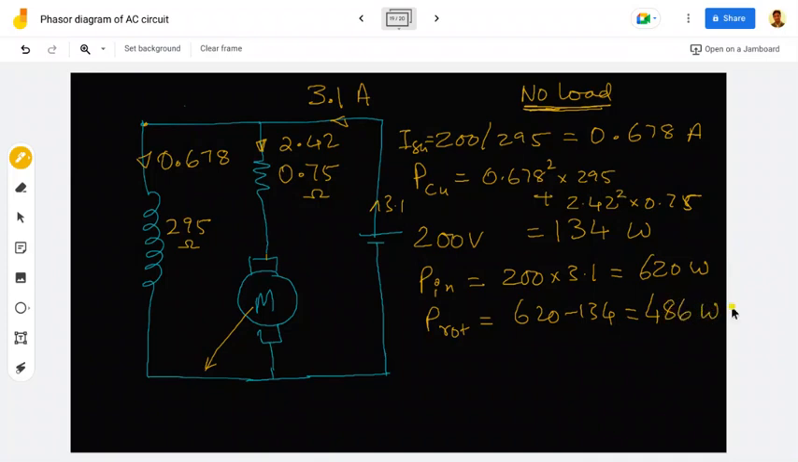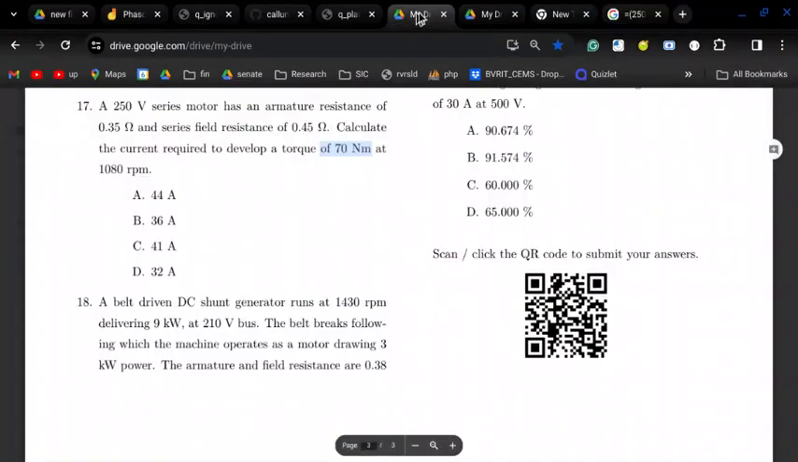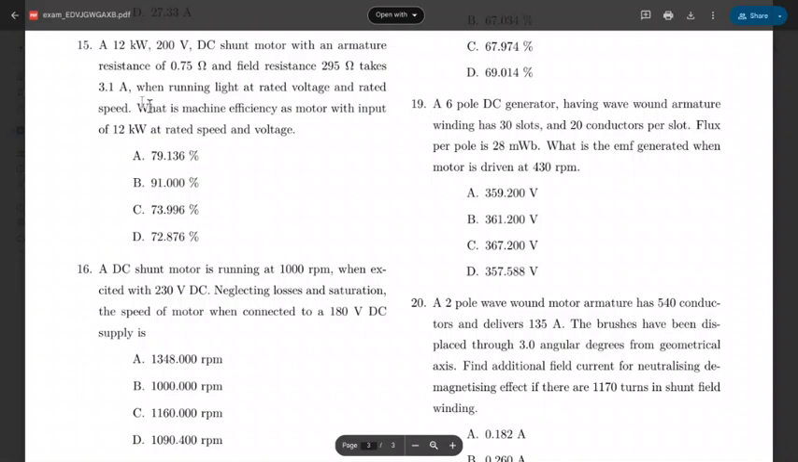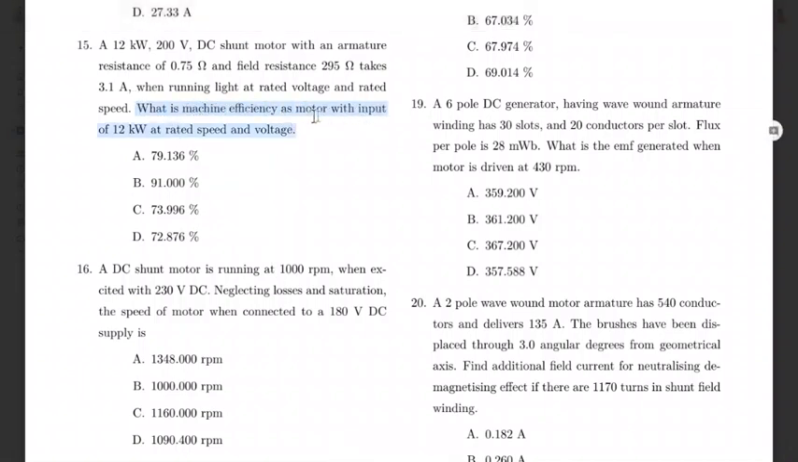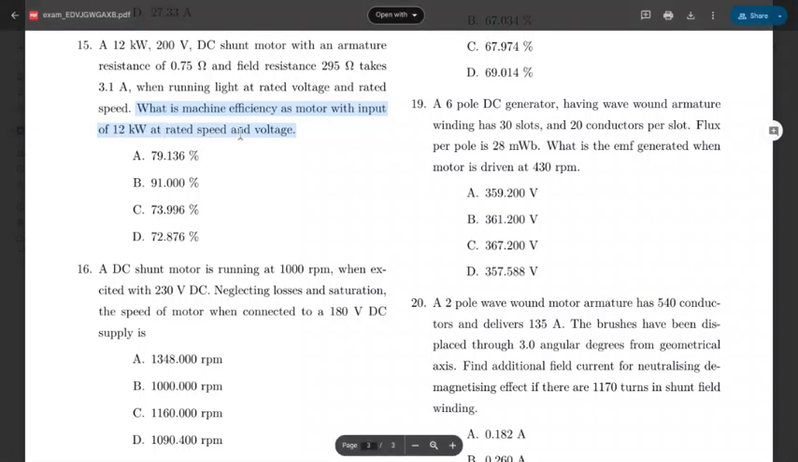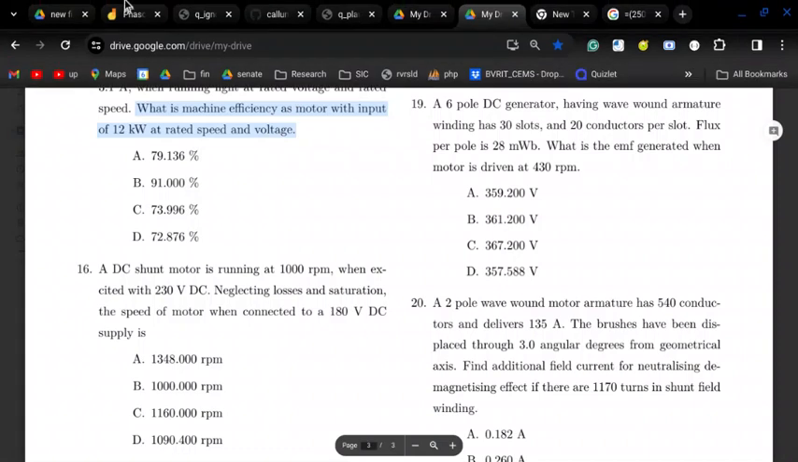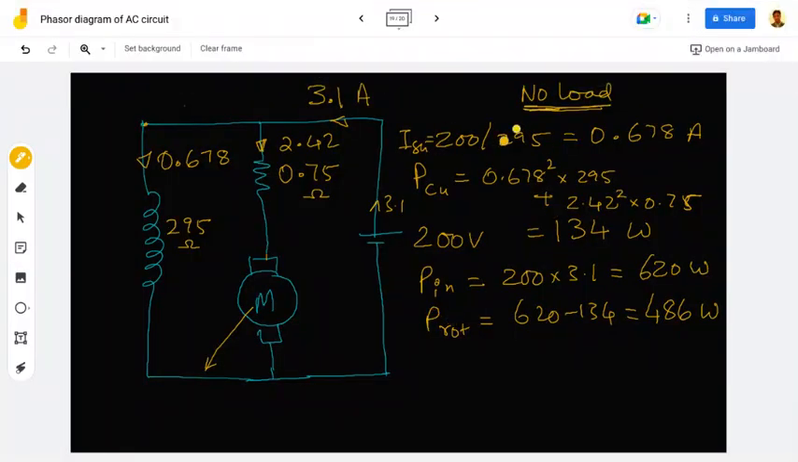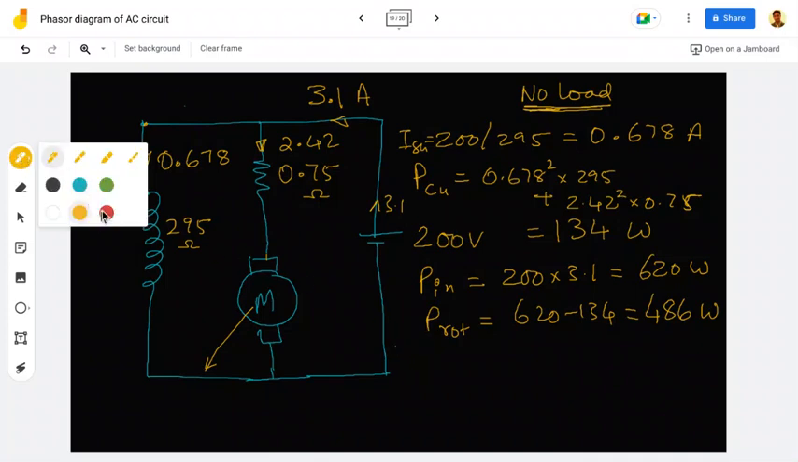Okay, now we go back to the question, which asks what the machine efficiency is as a motor with input of 12 kilowatt at rated speed and voltage. So now the input is 12 kilowatt. No longer is it on no load.